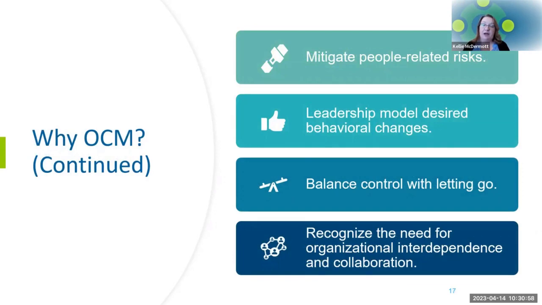Organizational change management helps mitigate people-related risks, which involves vision, alignment, and inspiration. It helps leadership to model desired behavioral changes. Again, we're leading by example. It helps balance control with letting go. And it helps recognize the need for organizational interdependence and collaboration.